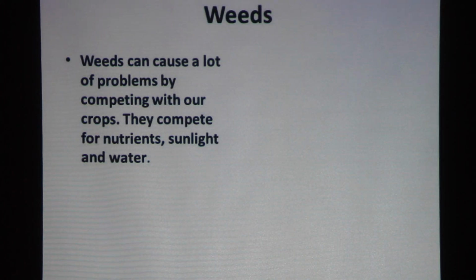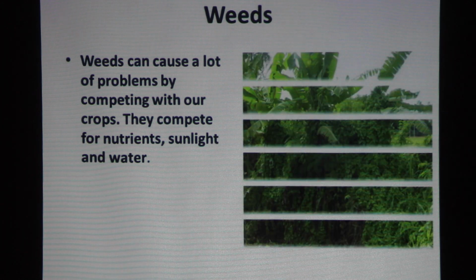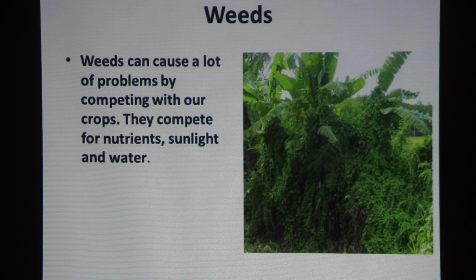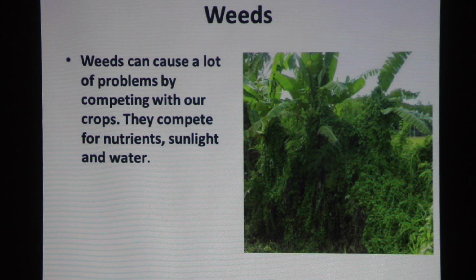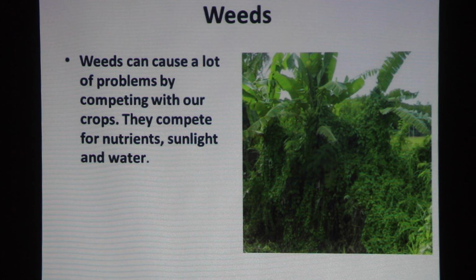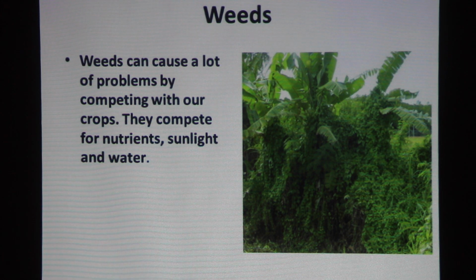Weeds. Weeds can cause a lot of problems by competing with other crops. They compete for nutrients, sunlight and water. As you can see here, this is the ivy gourd, or Coccinia grandis. It's overgrowing everything, and it's causing a lot of problems. It can smother things like bananas and take over, and so weed control is very, very important.